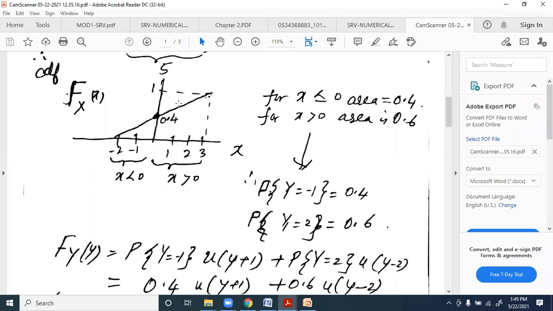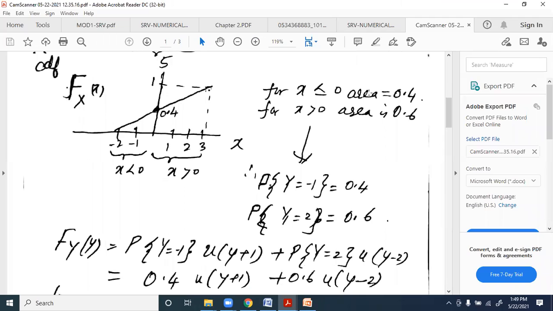So therefore, in place of this, we can try to write P of y equal to -1, which will give us 0.4, because that will correspond to x less than 0. And P of y equal to 2 is equal to 0.6, because that will correspond to x greater than 0. When x is less than 0, then y is -1. When x is greater than 0, y is the value 2. And therefore, the probability also will be like this.